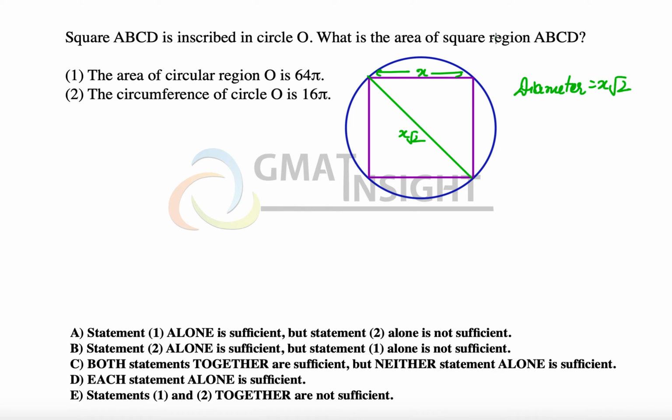The question is, what is the area of the square region? The area of a square is equal to side squared. We need to find this out. That means to answer this, we need to find the value of x. Let's see the first statement.